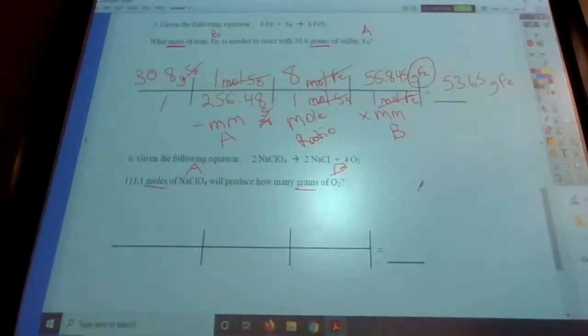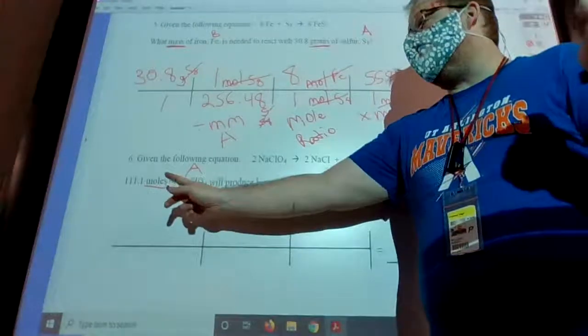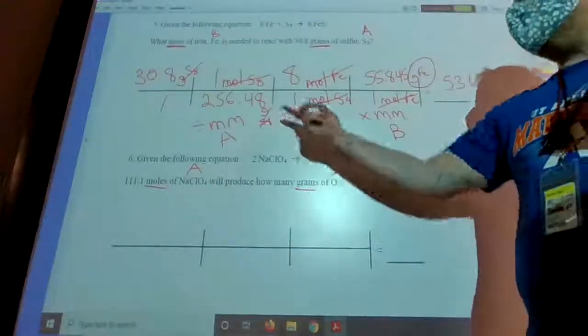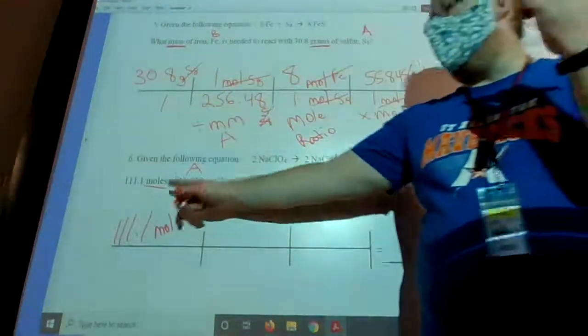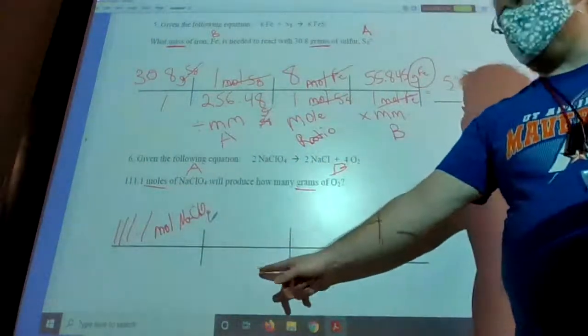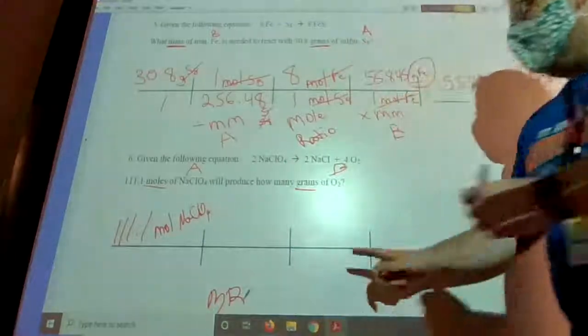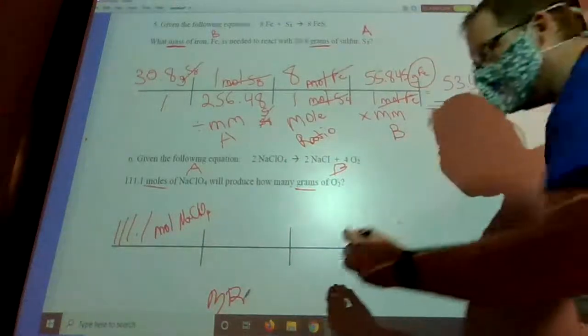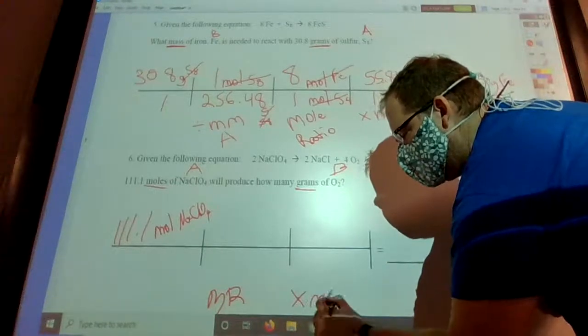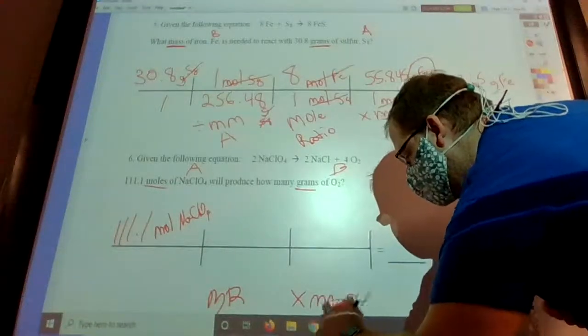So first thing I want to do, like always, start with the number they give me, right? This one is a little bit shorter because it's only moles to grams. So keep that in mind. We're not doing the full problem. So I have 111.1 moles of NaClO4. If I'm leaving moles and going to grams, what's the first thing I need to do here? My mole ratio. So I'm going to put MR for mole ratio. And the second thing I need to do here? Multiply by my molar mass of chemical B.